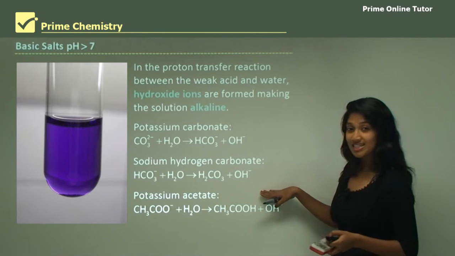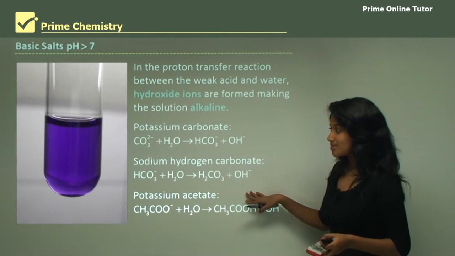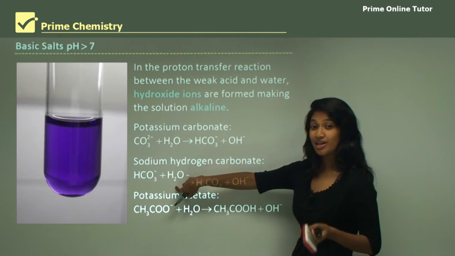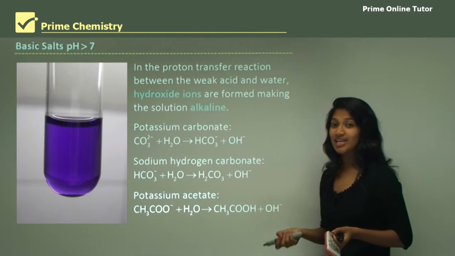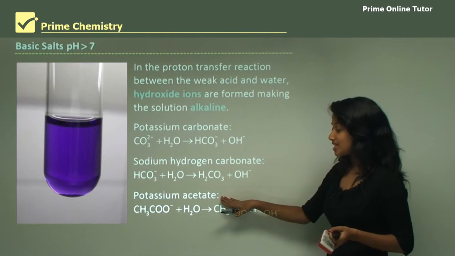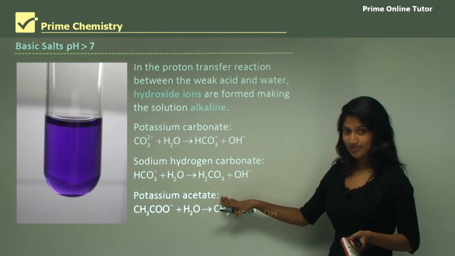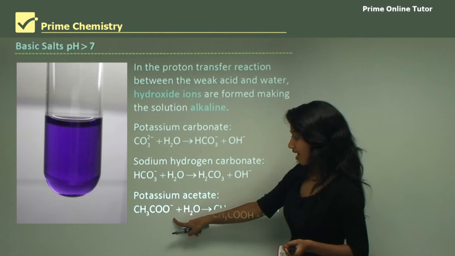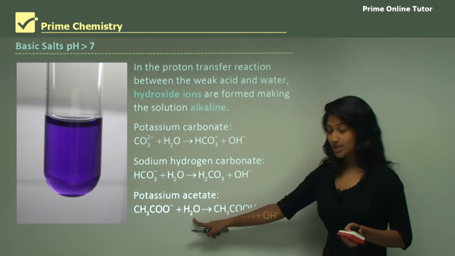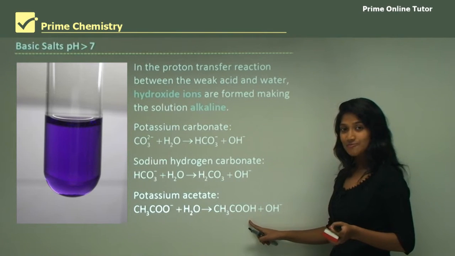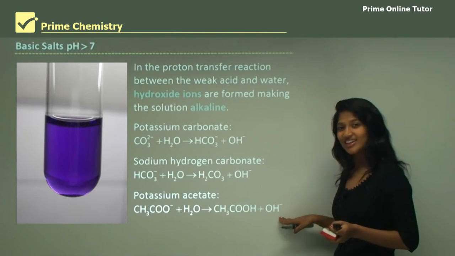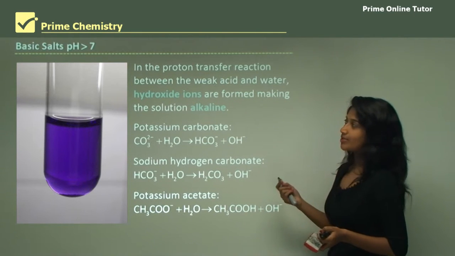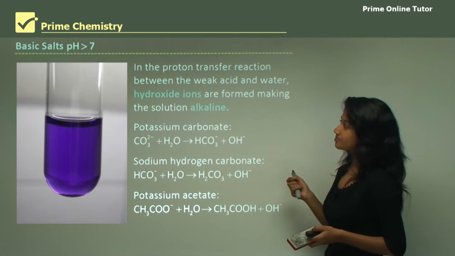We also have potassium acetate. Now with potassium acetate, same story. We have potassium, which is from potassium hydroxide. Potassium hydroxide is a strong base, but the acetate ion is from acetic acid, or in other words, ethanoic acid. So here we have the ethanoate ion reacting with water, giving us acetic acid and the hydroxide ion. Again, the hydroxide ions are the reason the solution is basic. In other words, a pH greater than 7.